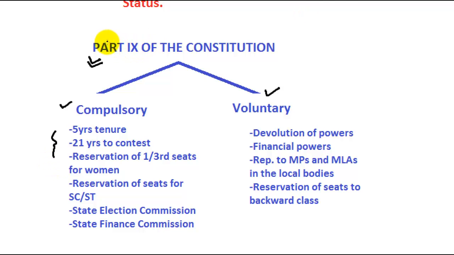Before the 73rd amendment, the Panchayati Raj system was included in the DPSP, which meant that it was at the discretion of the states whether they formed Panchayati Raj in their state or not. But now, after having constitutional status, states were bound to form a local self-government system in their states. And under that, the compulsory provisions were that the Panchayati Raj will be of 5 years tenure, and as soon as the tenure ends, election will be held within 6 months.